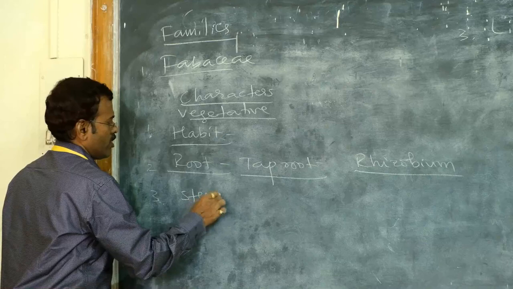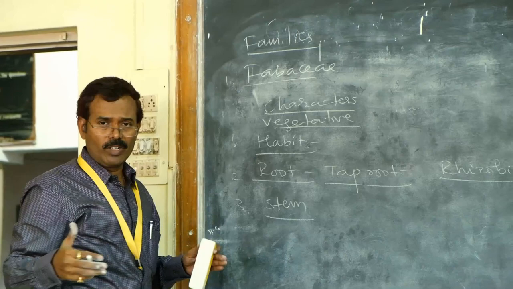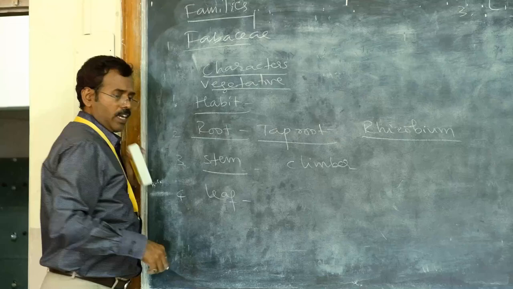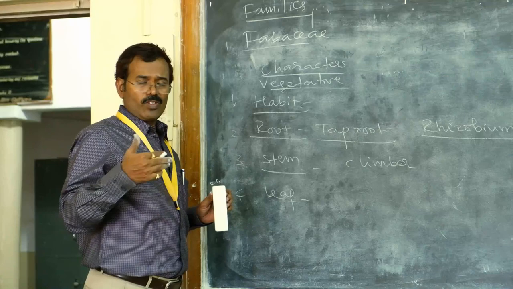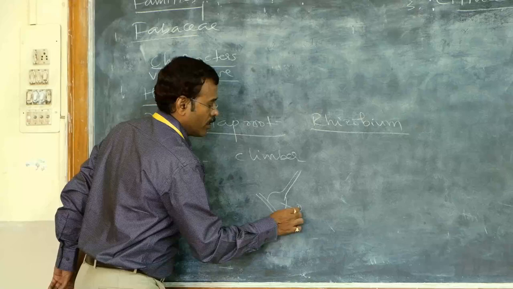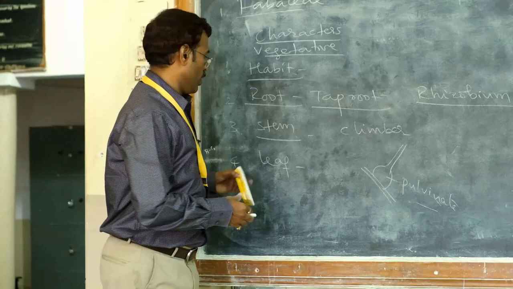Then the next character, stem. In small herbs we have a soft herbaceous stem; in the shrubs and in tall woody trees we have a hard, thick, branched woody stem, and some are twiners. Then the leaf can be a simple leaf, stipulate, with alternate phyllotaxy; in some cases you have a pinnately compound leaf. And here the leaf base is swollen. The swollen leaf base is referred to as a pulvinate leaf base. You will usually find reticulate venation as it is dicot. So these are the vegetative characters.